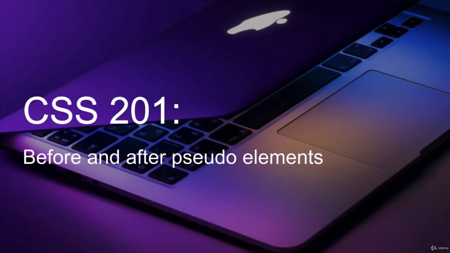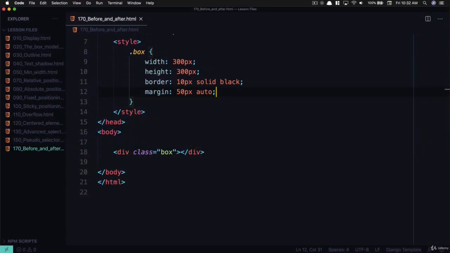Before and after pseudo elements are a lot like inline HTML elements, but we don't have to write any HTML for these. So we can target certain things on our page, and we can basically add more HTML, or at least add fake HTML, and then add a bunch of styling to it. So we don't actually have to modify our HTML at all.